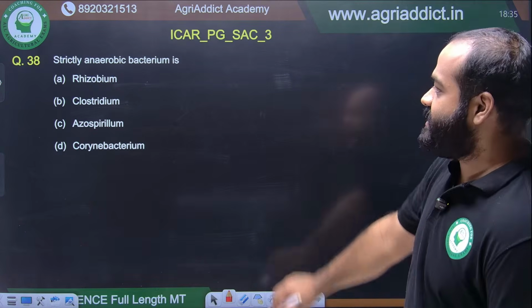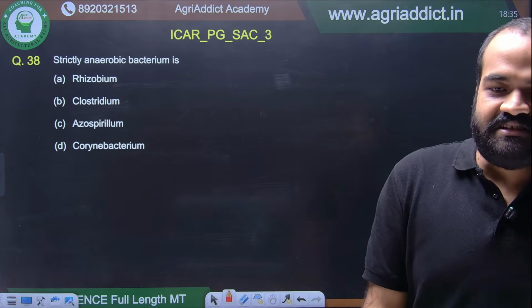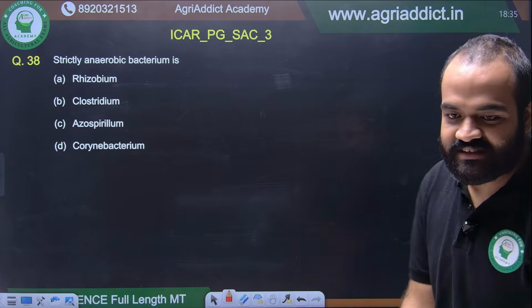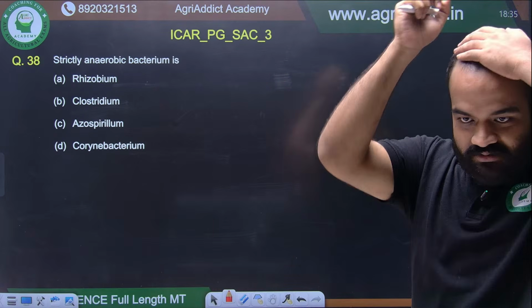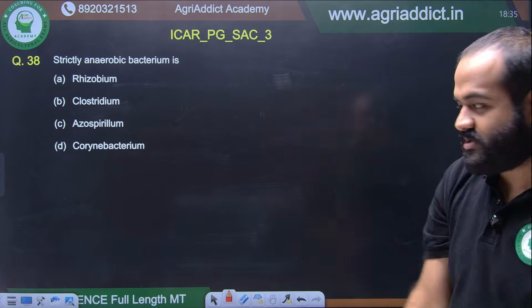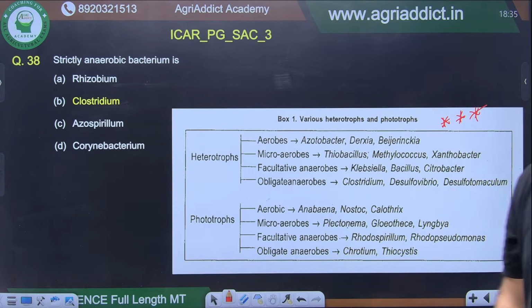Strictly anaerobic bacterium. This is also a BSc first year question. There is nothing to discuss here. Yes, Purti, you are absolutely correct. Harshvardhan, yes, this is Clostridium. All of us know that. And this box is extremely important. This box I have discussed in the previous class also.